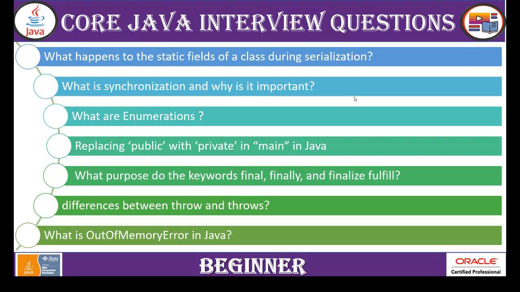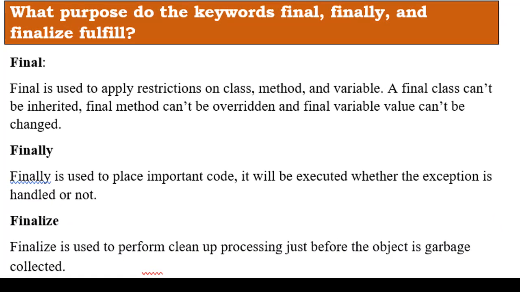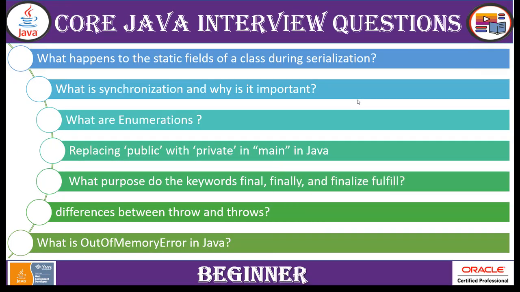So the next question is, what purpose do the keywords final, finally and finalize fulfill? Final is used to apply restrictions on class, methods and variables. Finally is used to place important code. It will be executed whether the exception is handled or not. And finalize is used to perform cleanup processing just before the object is garbage collected.